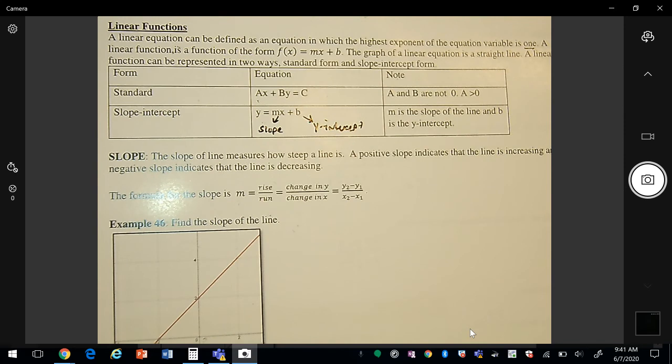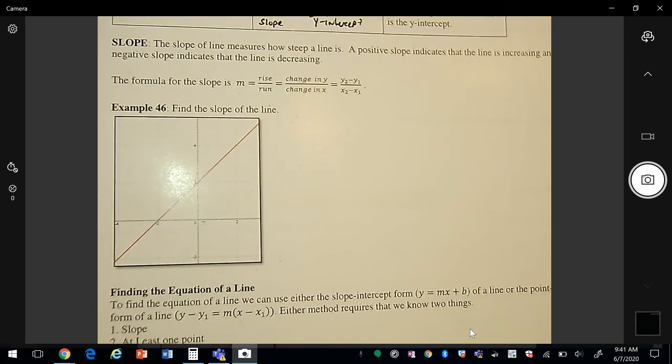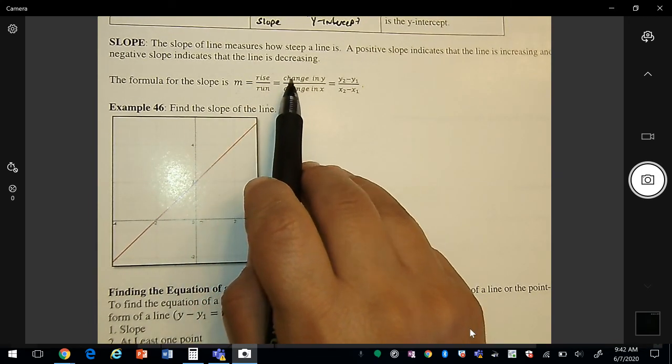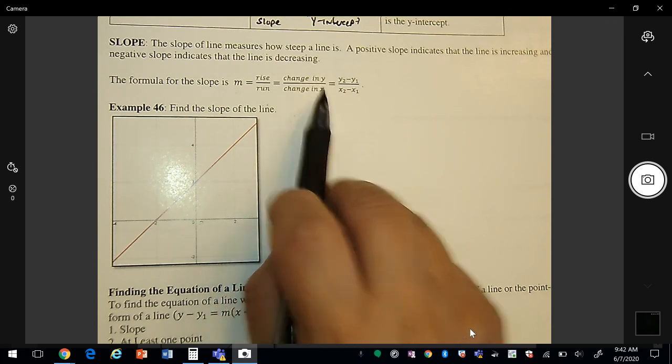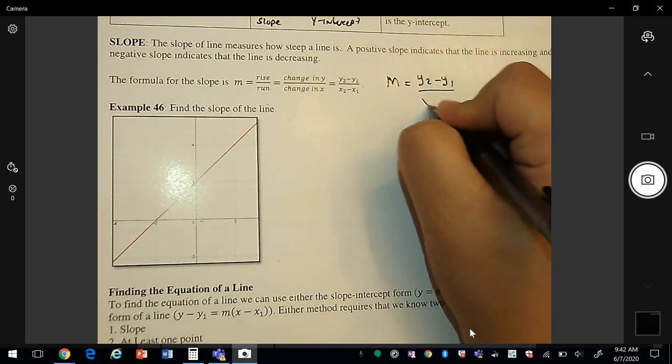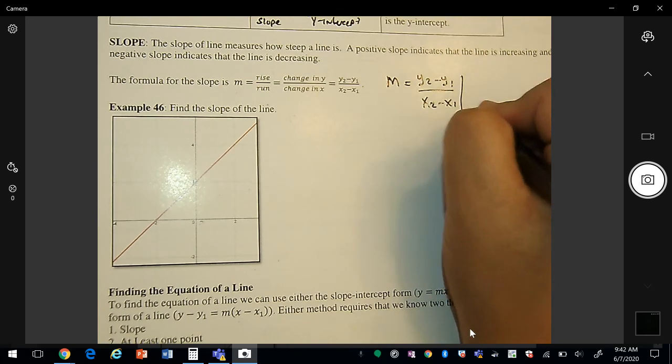The slope of a function measures how steep a line is. A positive slope indicates that the line is increasing, and a negative slope indicates that the line is decreasing. We can use a formula to find the slope, and the slope is defined as the rise over run, which is the change in y divided by the change in x, or as a formula we can write it as y2 minus y1 divided by x2 minus x1.